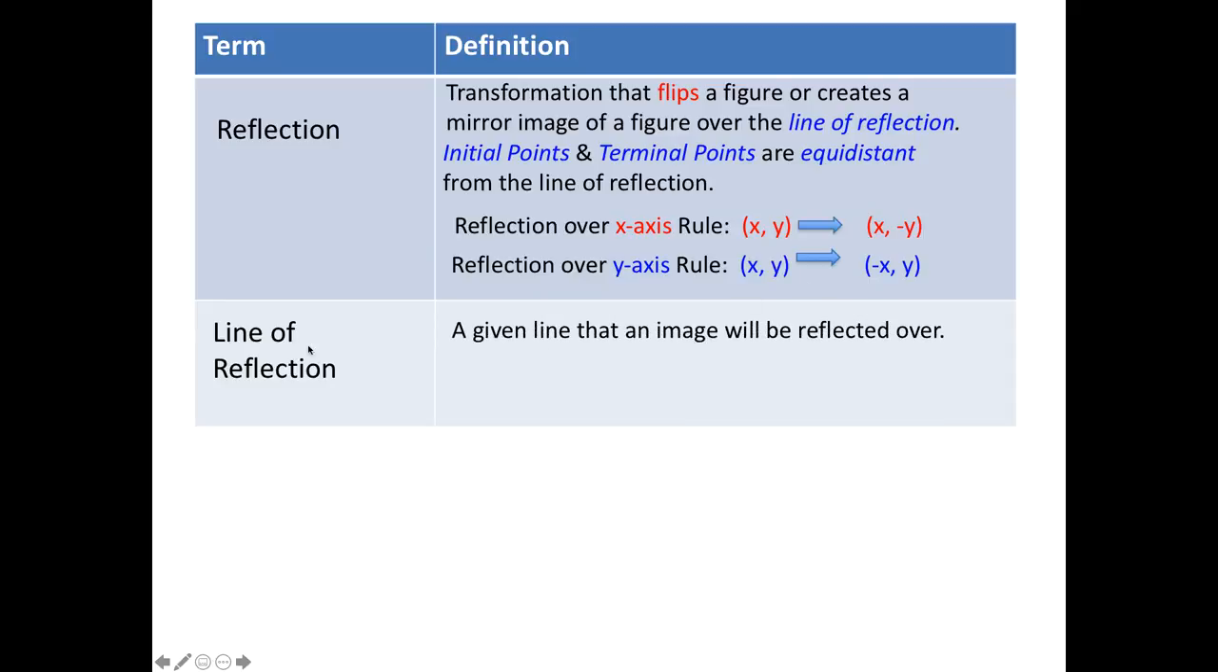The line of reflection is a given line that an image will be reflected over. For our purposes, we will use the x-axis and the y-axis to start off with, but we will also use vertical lines and horizontal lines. So equations like x = 1 and y = 2 are also lines of reflection.